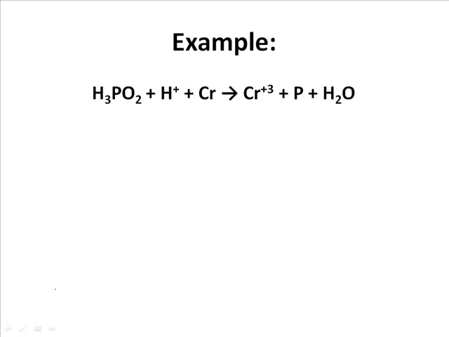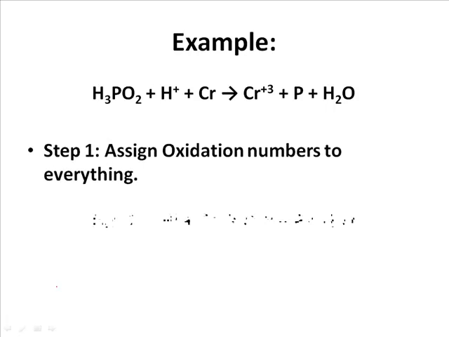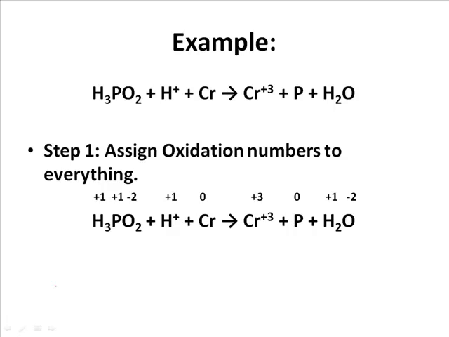Example. So here's my original equation. Okay, my first step again is to assign oxidation numbers. When I go through the original equation, just like before, the original skill that you learned in this unit, you are to apply those oxidation numbers to each one of those species in the reaction.